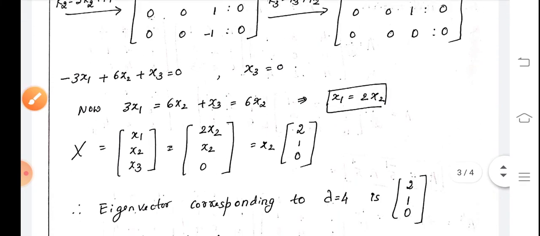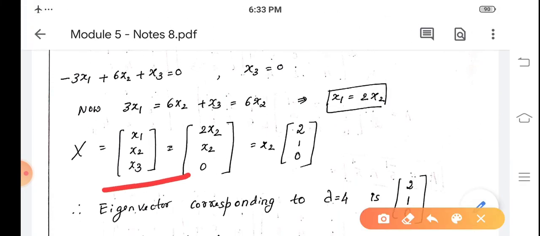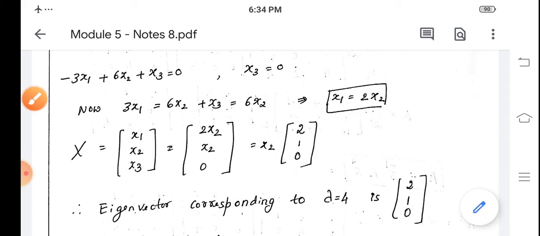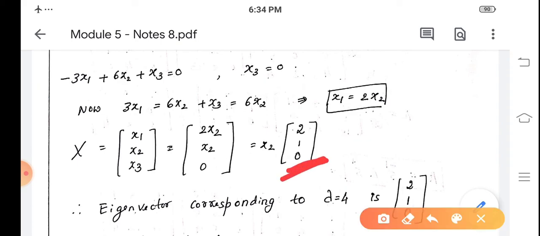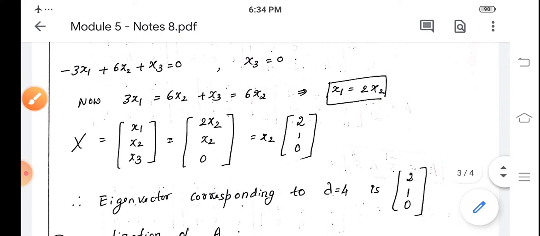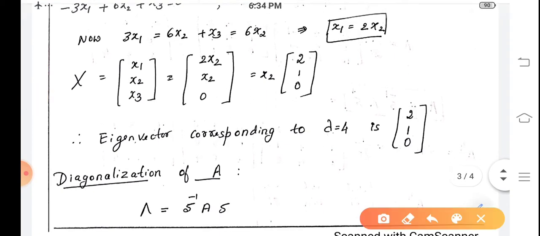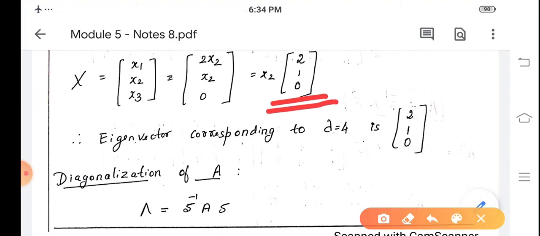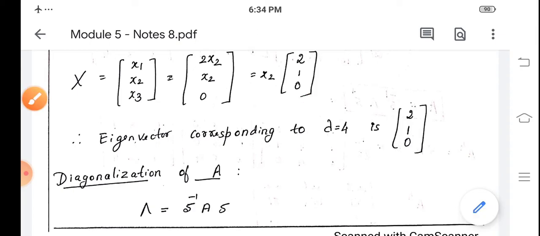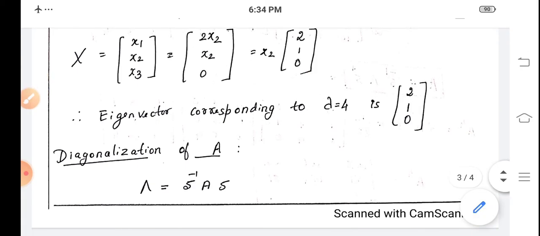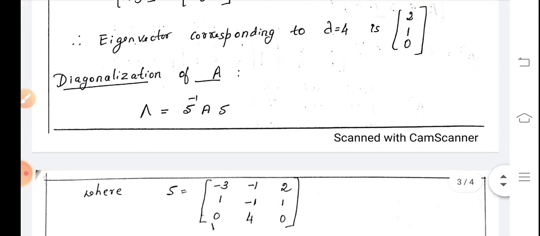Now we write eigenvector x = (x1, x2, x3), that is (2x2, x2, 0), or x2 times (2, 1, 0). So any non-zero multiple of this is an eigenvector for lambda = 4, or we can take the eigenvector for lambda = 4 as the column vector (2, 1, 0). Here we have obtained eigenvalues and eigenvectors for the given matrix.